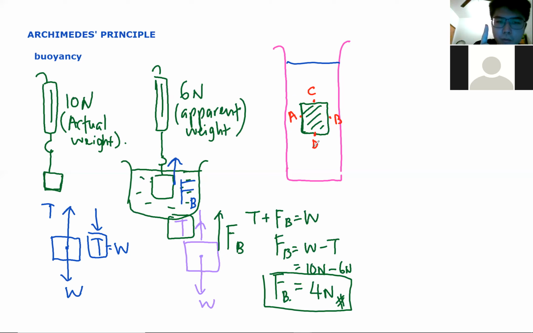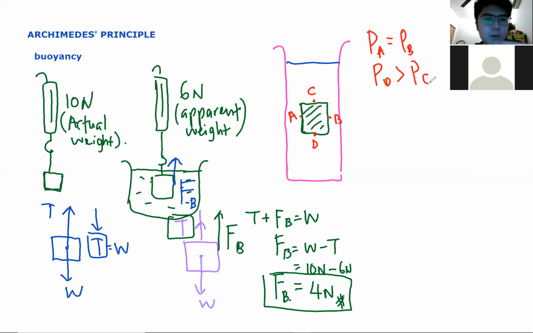Now, 我们先看 A 跟 B。Point A and point B 哦，因为它们是同样深度啊，the depth is the same，所以 any pressure acting on point A is the same as any pressure acting on point B, right? Because they have the same depth. So I write down PA equals to PB, right? Now let's look at point C and point D. Point D is deeper, right? So pressure at D, by theory, it should be greater than the pressure at C.